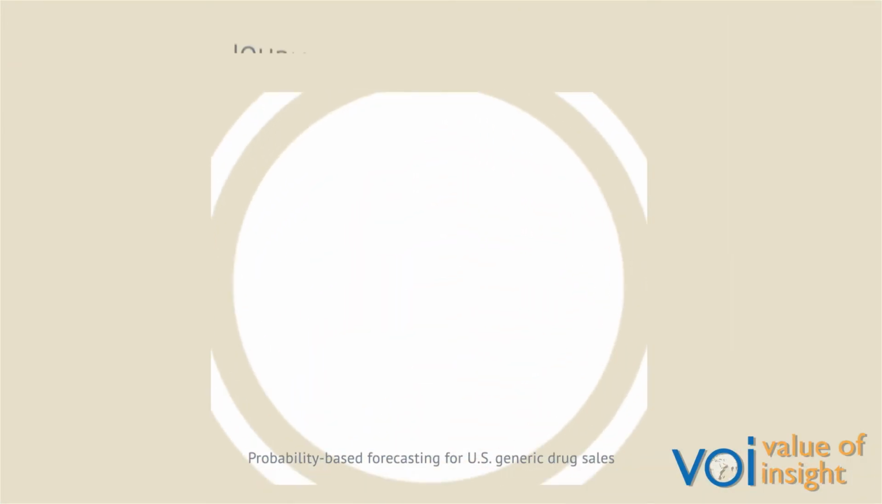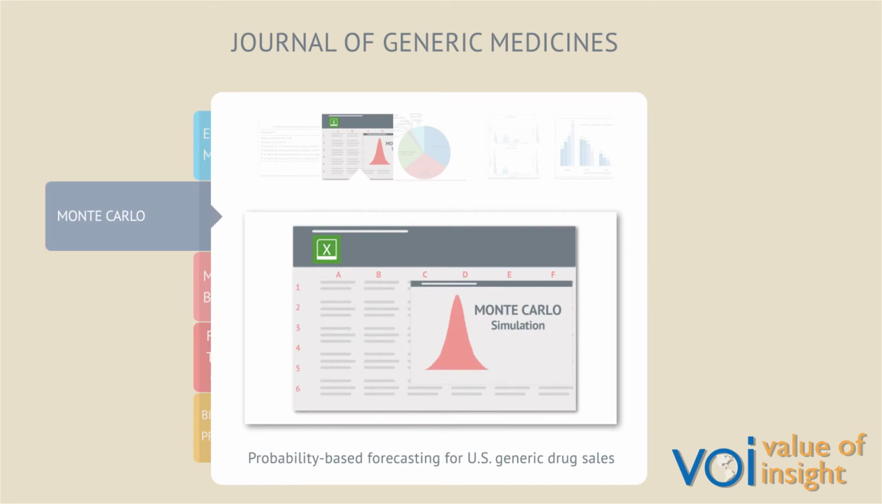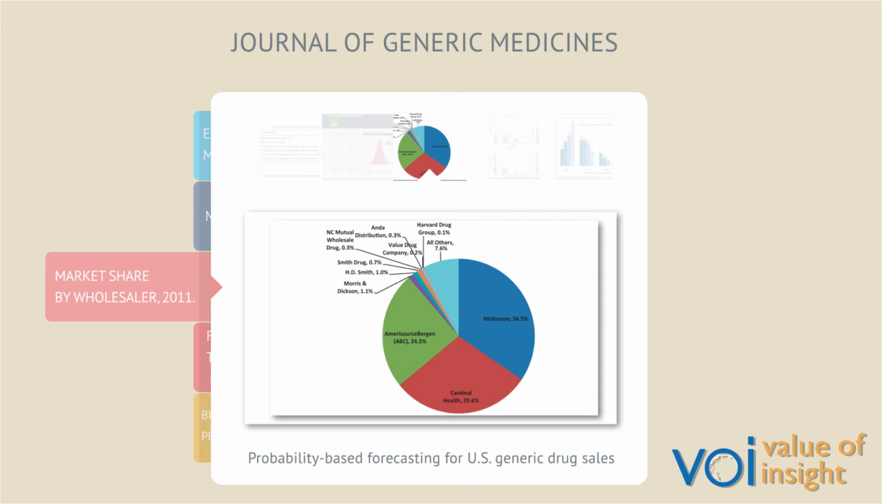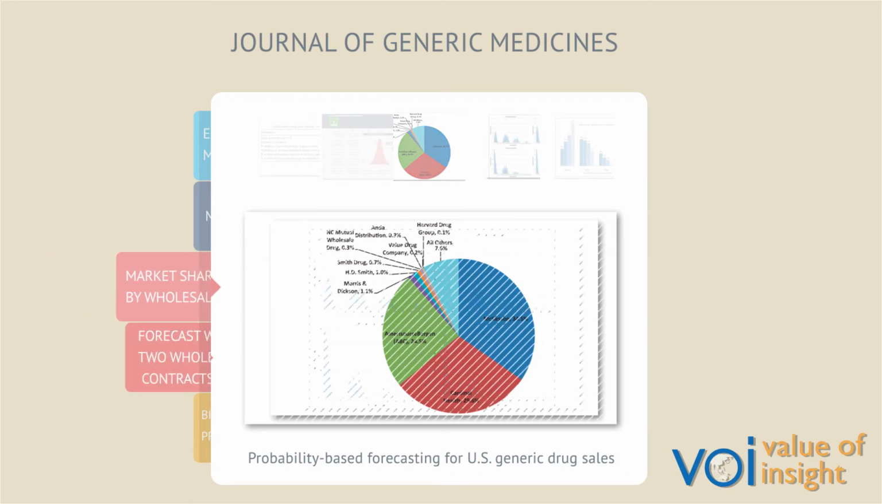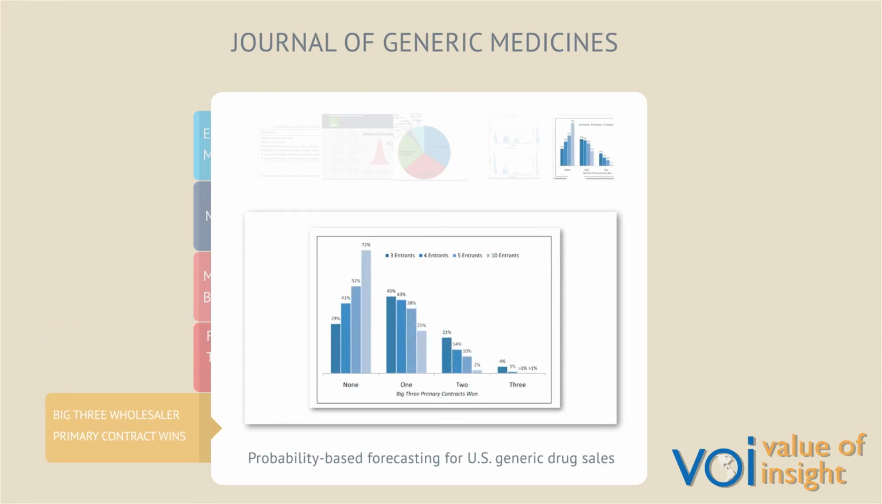In this short video, we set out to introduce the concept of probability-based forecasting. If you wish to learn more, you can download the article, Probability-Based Forecasting for U.S. Generic Drug Sales, from the Journal of Generic Medicine's website. Stay tuned for other videos where we will explore an approach for achieving optimum pricing using similar methods.